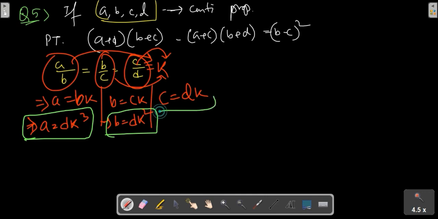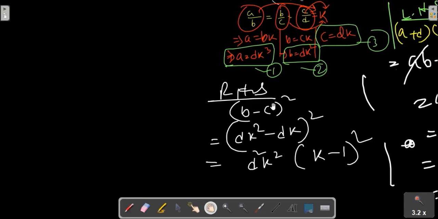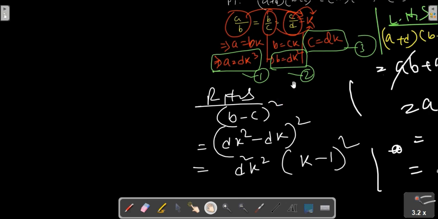So now we have these three equations, that's our raw material. Now we will proceed to our sum. As the RHS part is much smaller, we will proceed with the RHS part first. Usually we will do the LHS part first, but just for explaining, I'll show you the RHS part faster. In the very beginning you can see it is B minus C whole square. So I put the same values, DK square in the place of B and DK in the place of C.